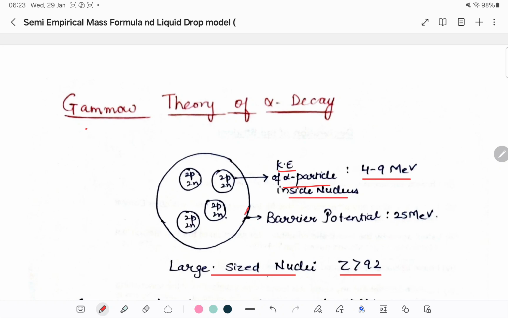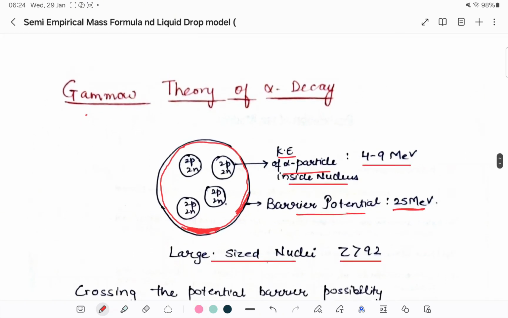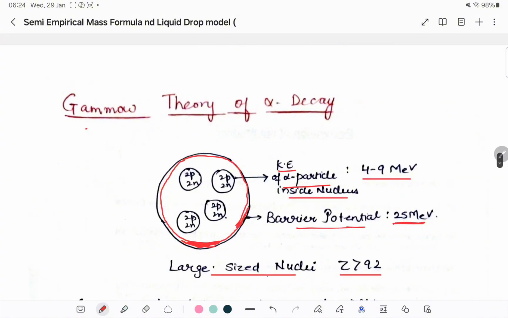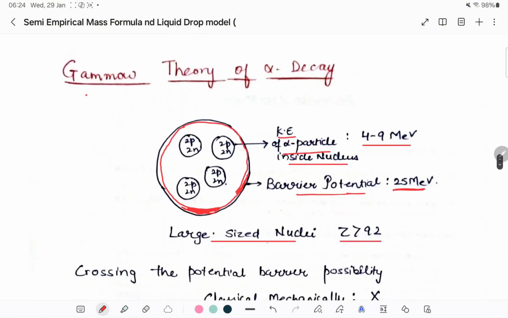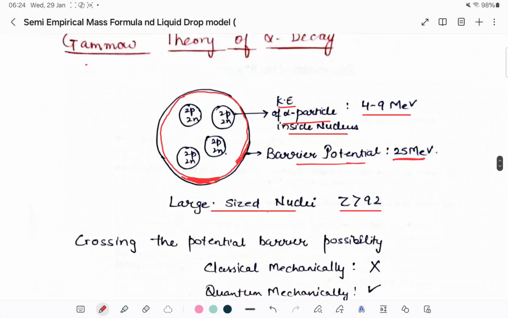Let's suppose this is the barrier potential that the alpha particle has to cross, and the strength of this barrier potential is 25 mega electron volt. Is it possible for a particle with energy less than the strength of the potential barrier to cross it? No, right? But this is possible if we do not consider the alpha particle as a particle, but consider it in the form of a wave. This is what the Gamow theory says.